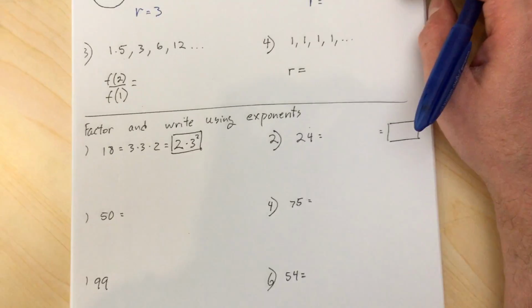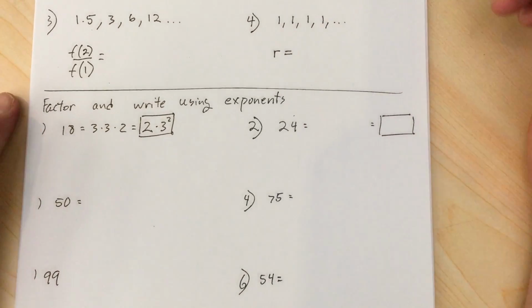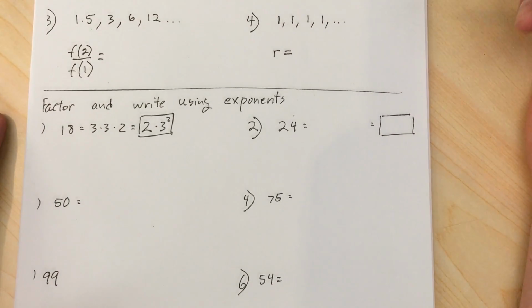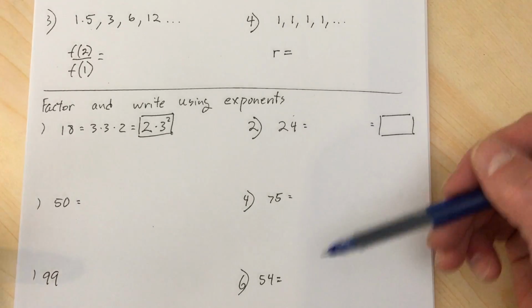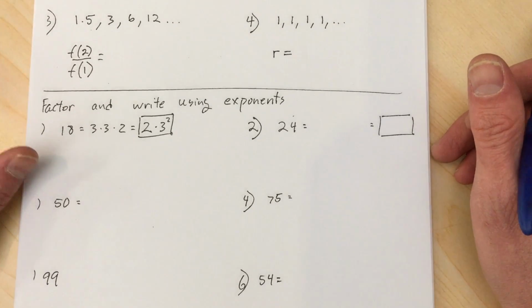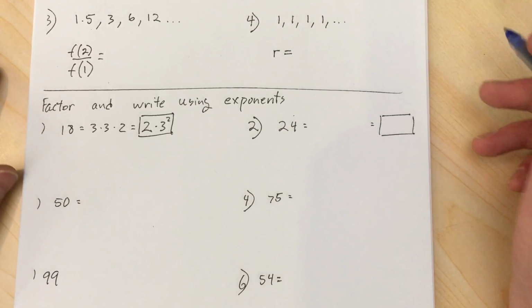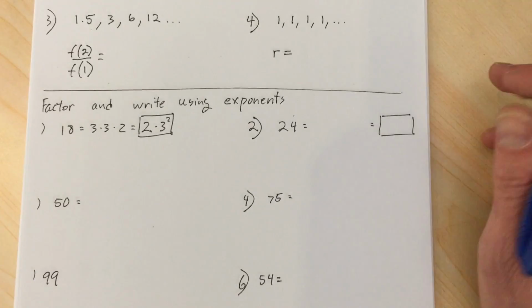All right. Second section. This is the tool, the skill that you're going to need in the lesson today to figure out the explicit rule. So when it comes to the explicit rule, this is kind of what you're going to need.